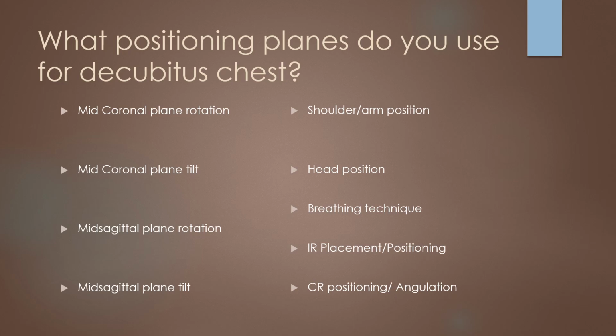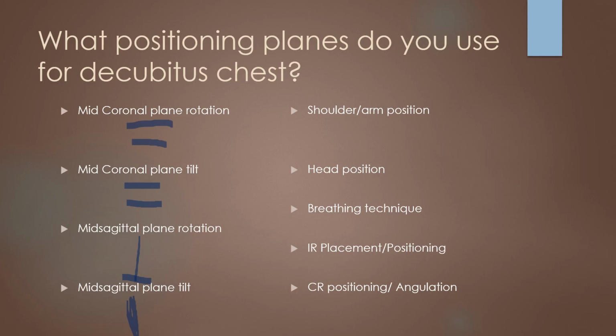So when we are positioning our patients for a decubitus chest, we can either do it in AP or PA. Either one is acceptable. We want the mid-coronal plane parallel to our IR. We want no mid-coronal plane tilt, meaning that we have a mid-coronal plane that is equidistant to the IR down the whole plane. We want a mid-sagittal plane that's not rotated but is perpendicular to our IR, and a mid-sagittal plane that has no tilt and is in the same long axis as our IR.